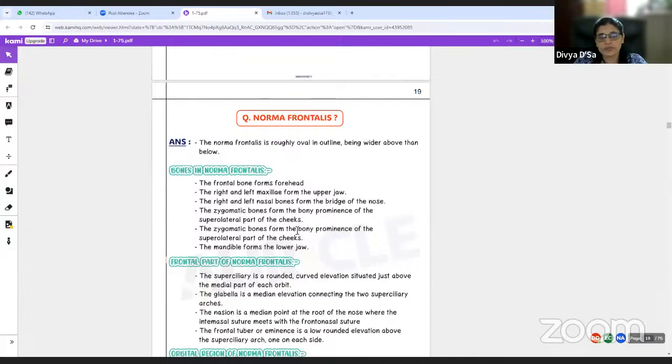Then we have norma frontalis. Which view is norma frontalis? As the name says, it is from the front. Okay, when we view the skull from the front, we call it the norma frontalis.